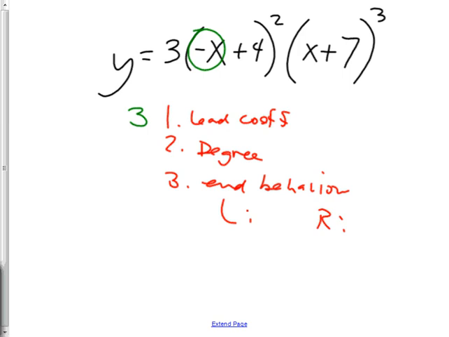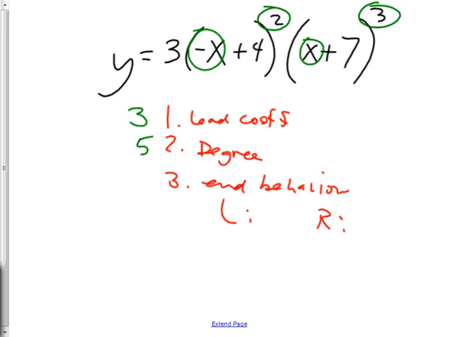Okay, on to degree. Now, if multiplied all the way out, what would the biggest degree be? Degree 5. That's correct, because this one would be an x squared, and this would be an x to the 3rd, and when they get multiplied together, they would make an x to the 5th. Therefore, the degree is 5.